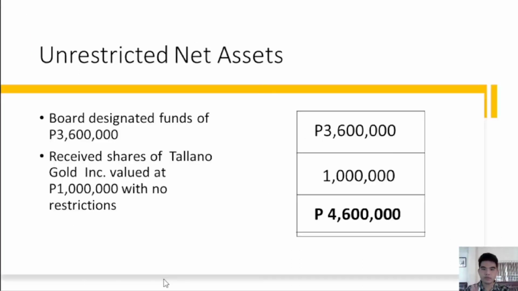Let's solve first the unrestricted net assets. The board-designated funds of 3,600,000 is, of course, unrestricted since, as I mentioned earlier, board-designated funds are unrestricted net assets. The shares of Taliano Gold Incorporated valued at 1 million with no restrictions are unrestricted. That is why the answer is 4,600,000. We get it by adding 3,600,000 plus 1 million.